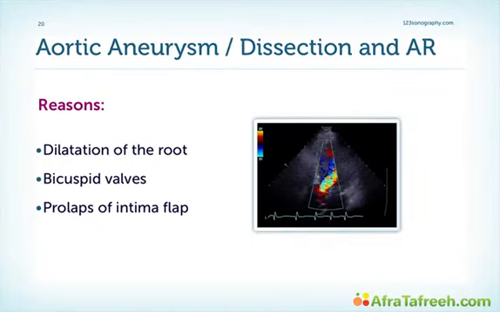If you study patients with dissection or aneurysm, don't forget to also look at the aortic valve and to the presence of aortic regurgitation. There can be a number of reasons why patients have aortic regurgitation. Either because the aortic root is dilated, then you usually have a central jet, or because the patients have bicuspid valves. Remember, bicuspid valves and aortic valve disease are very closely linked. Or it could also be that there is an intima flap which protrudes right into the aortic valve and thereby causes aortic regurgitation.